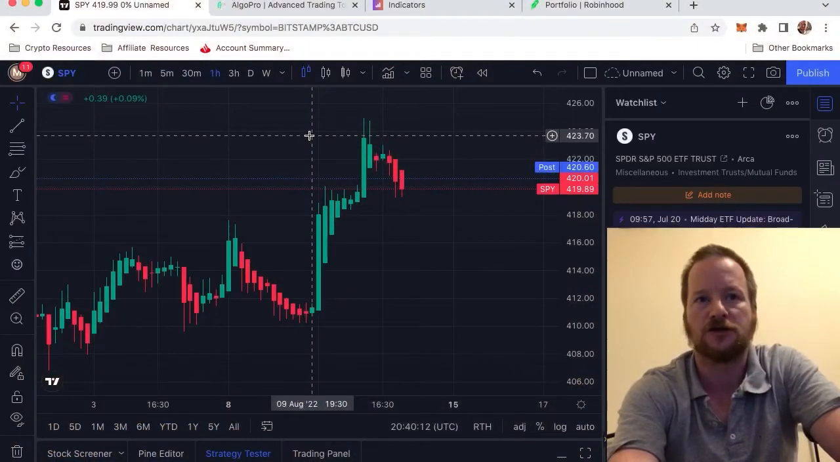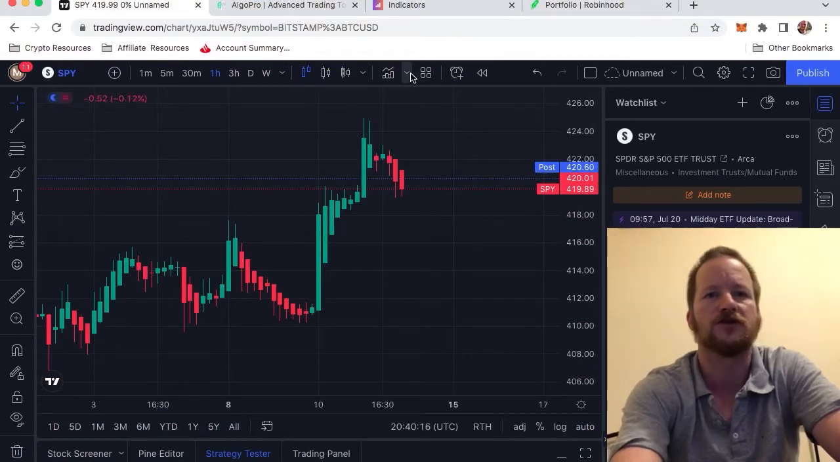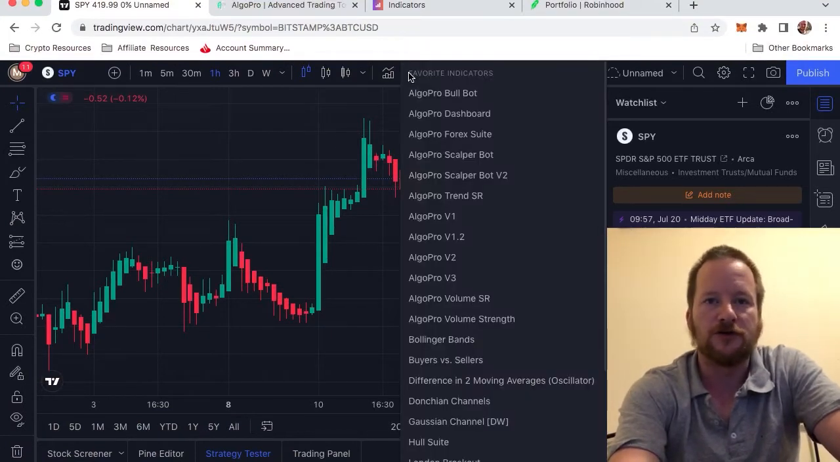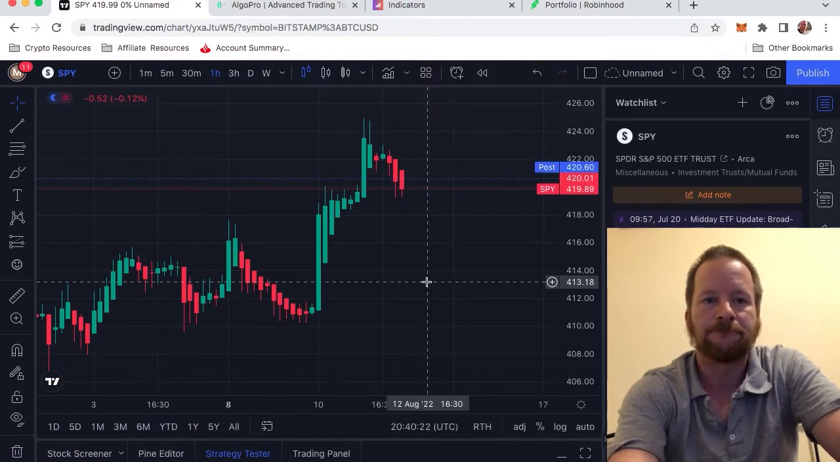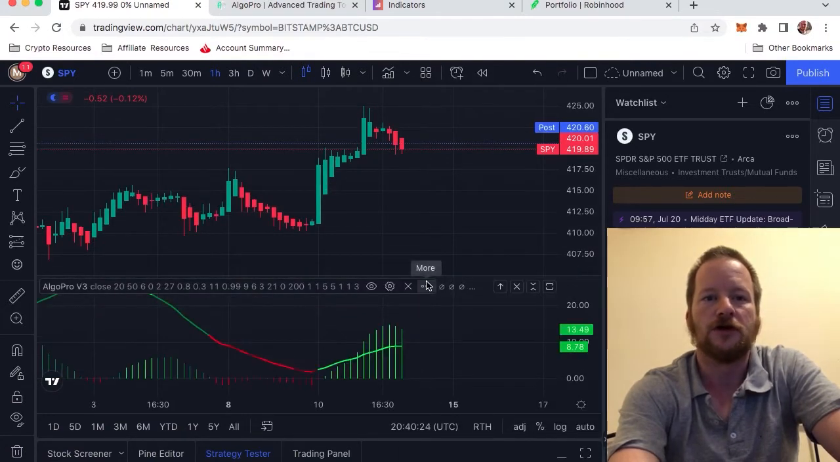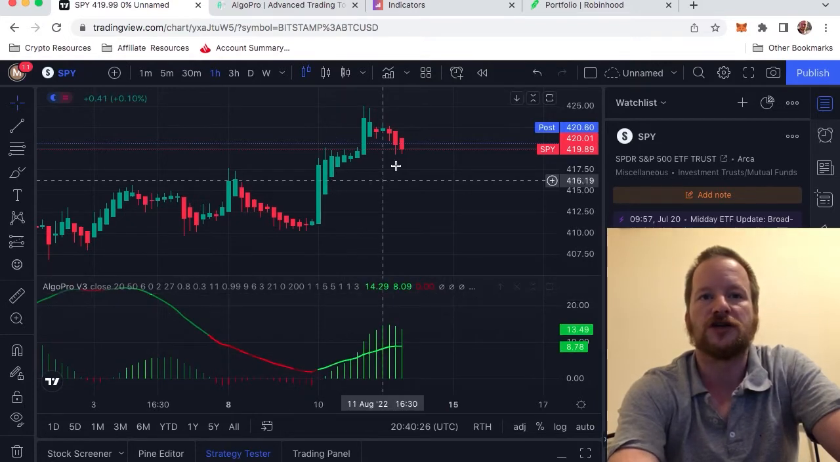Let's just start over here. There are different ways to do this, but I just want to frame everybody's mind that to do options, you don't really need all these indicators. With the AlgoPro indicator, all you really need is, I forget which version, I think it's version 3. Yeah, it's version 3. That's all you need once you get the indicators.